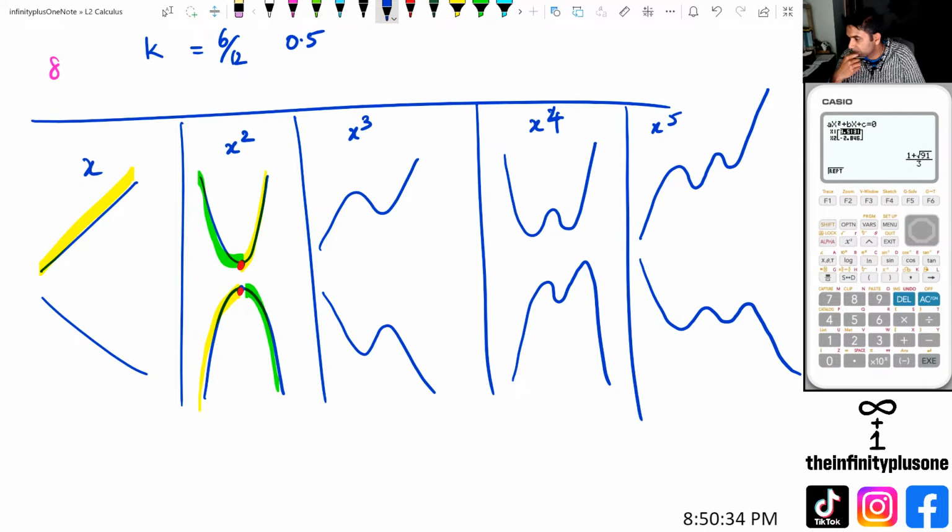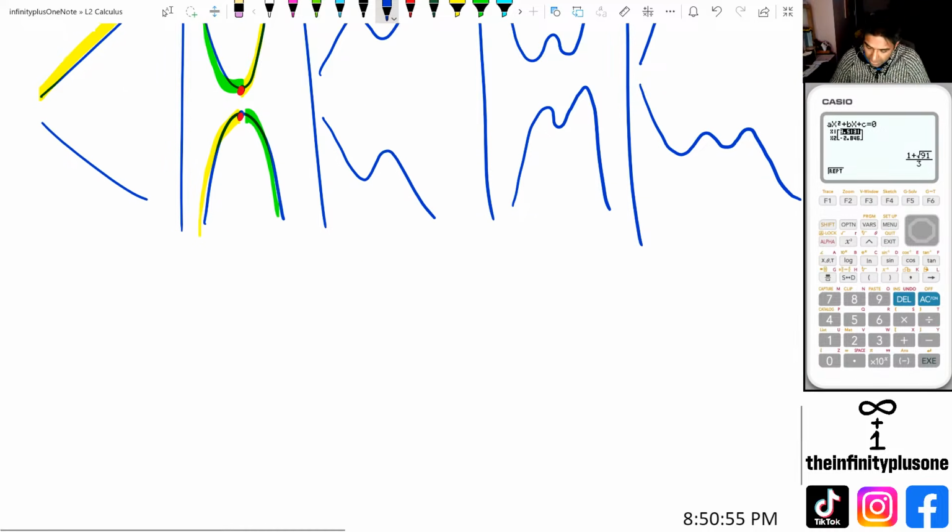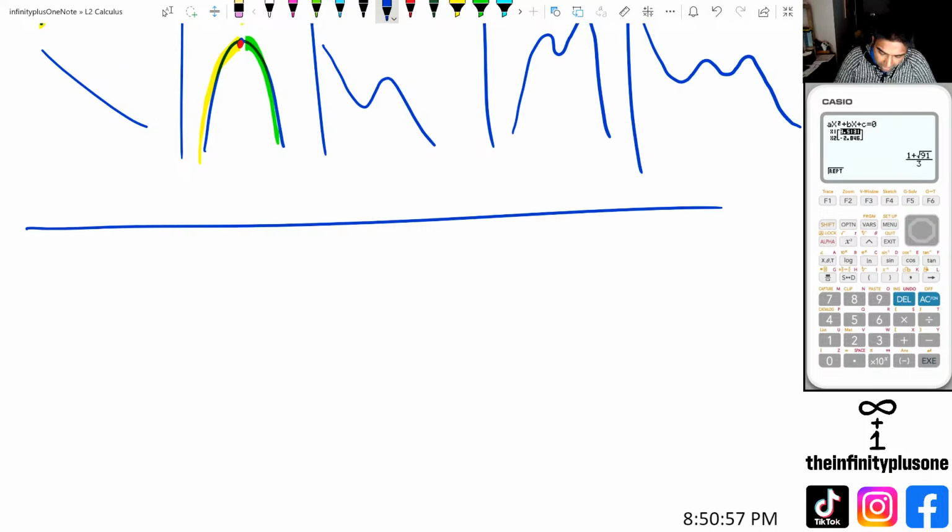Something like this. So my suggestion for you folks is that you try and remember how these shapes work. And if you do remember these shapes, then finding increasing and decreasing functions becomes really, really easy. So we're going to start off with just one little question here. I'll actually do this with you.